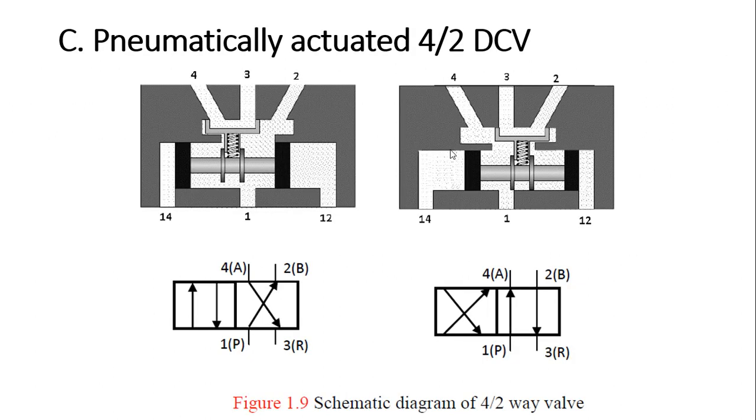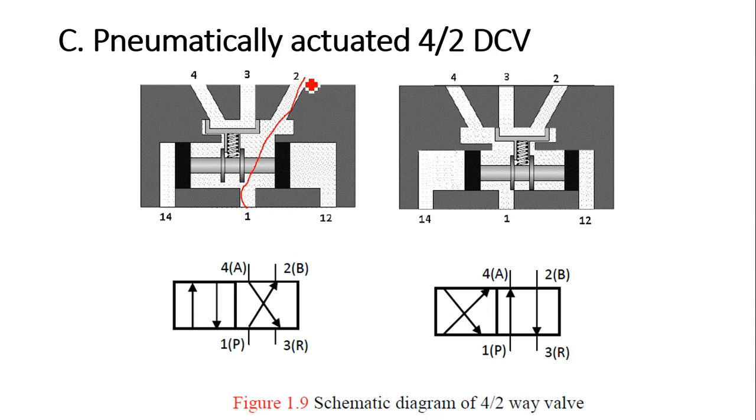Now, the same pilot operated, but this is a 4 by 2 direction control valve. How is it connected? See the symbol here. The symbol says that in the default position 1 is connected to 2 and 4 is connected to 3. So this is the default position. 1 is connected to 2.